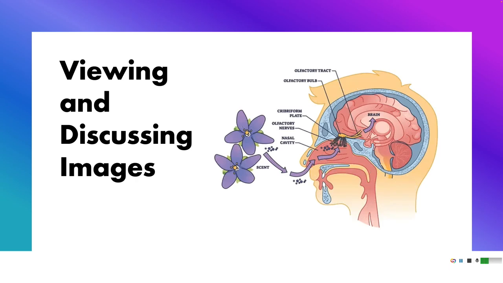It's a diagram of the olfactory system. First, we have this image. Take a moment to look at the different parts labeled in the diagram. What do you see in this picture? What do you think it shows? How might it be related to our sense of smell?